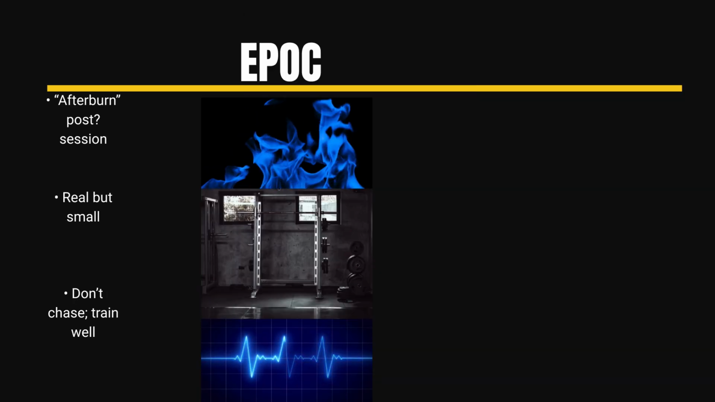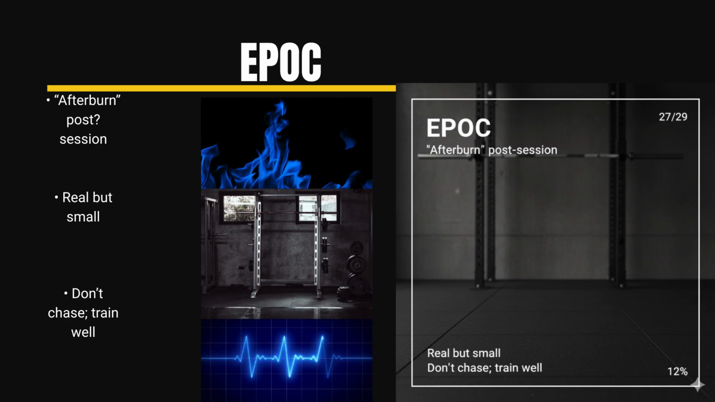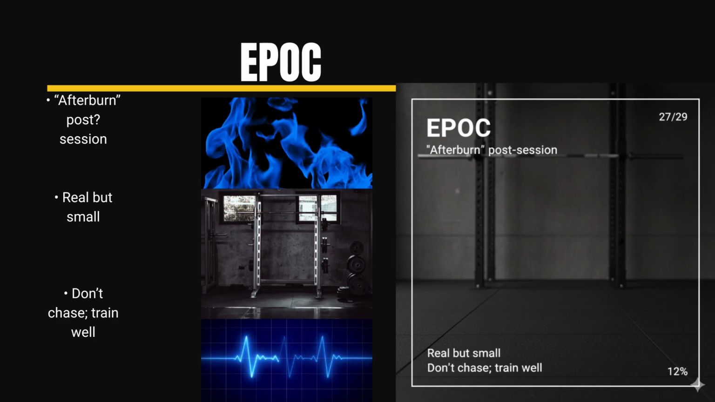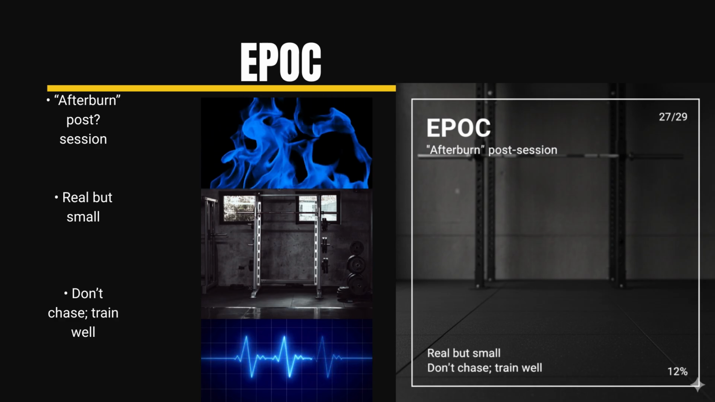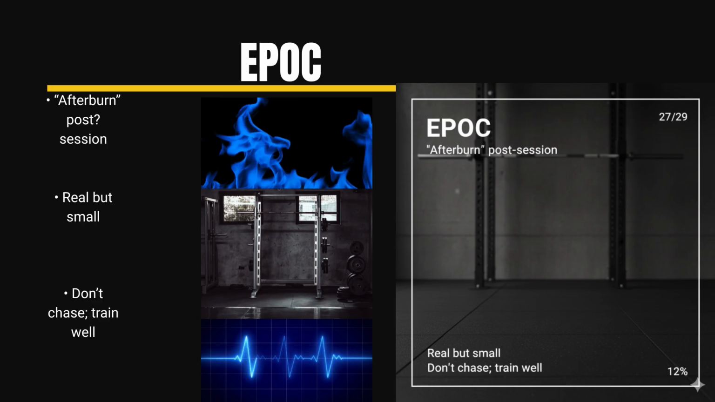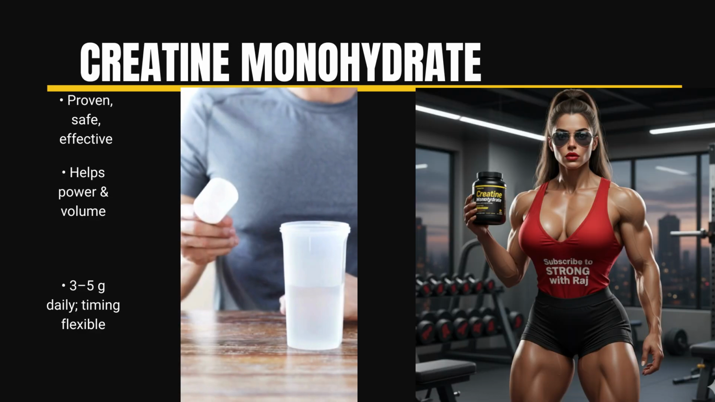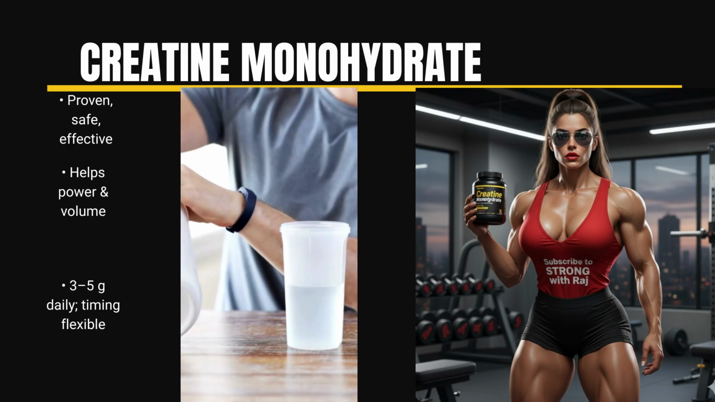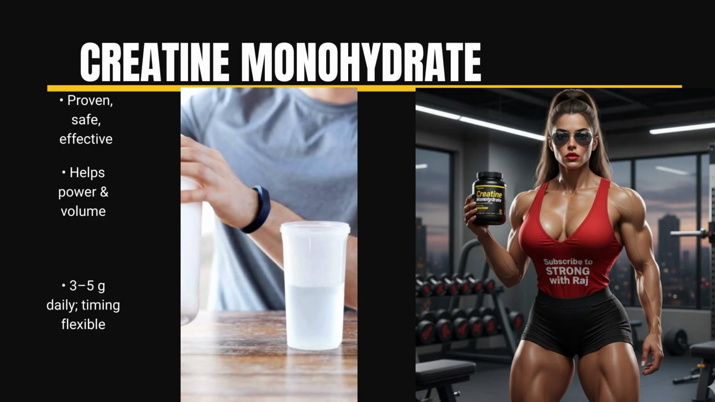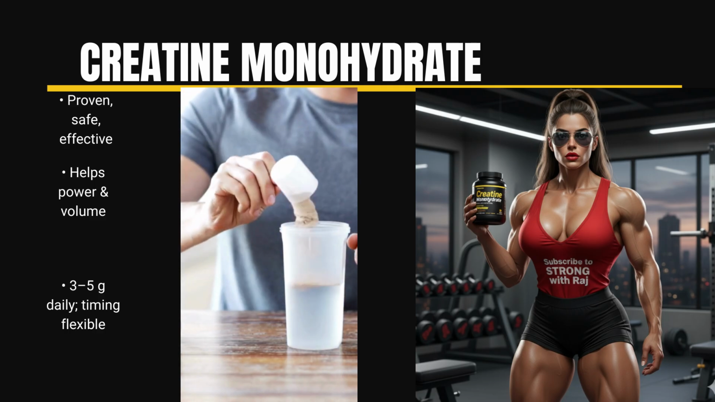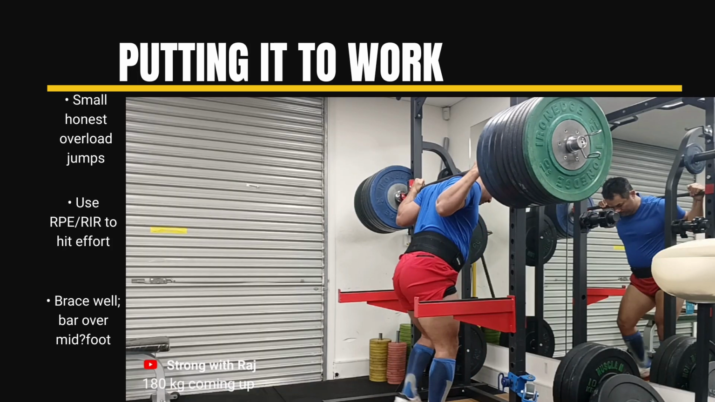EPOC, excess post-exercise oxygen consumption, the afterburn. It is real but smaller than people think. A hard session might add tens of calories, not hundreds. Do not chase afterburn. Chase good training. Creatine monohydrate, a well-supported supplement that helps high power output and training volume. 3 to 5 grams daily, anytime. Consistency beats timing.